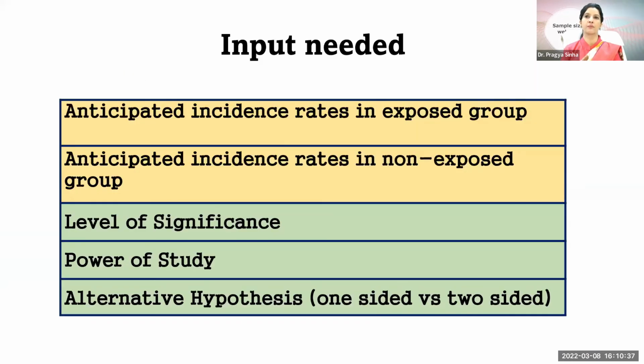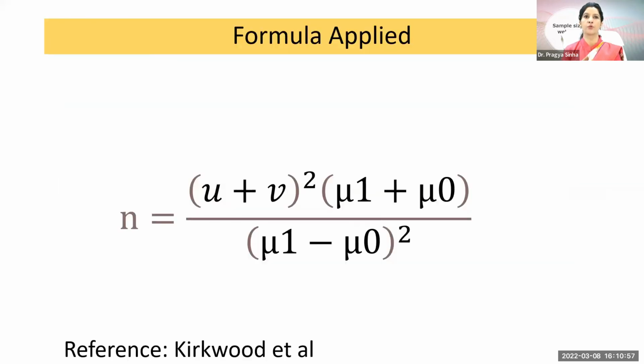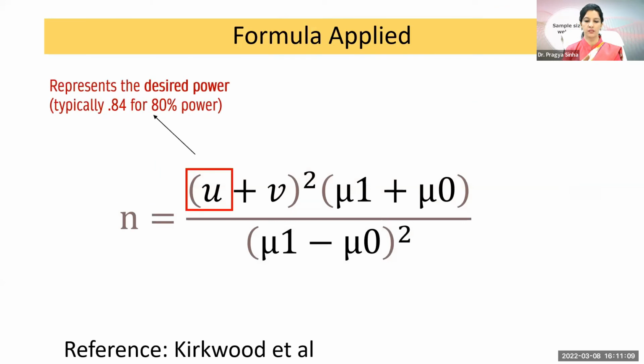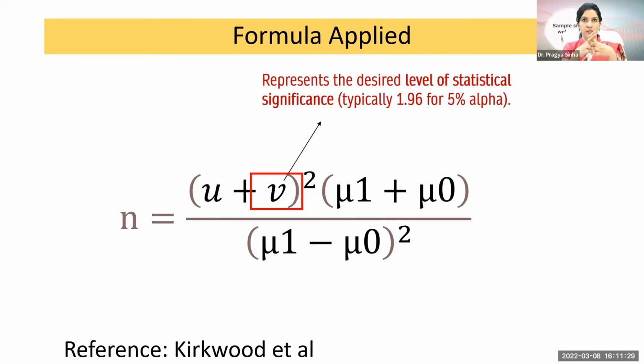The input needed in this case will be the anticipated incidence rate in the exposed group, the anticipated incidence rate in the non-exposed group, and the other three things we need: the level of significance, the power of the study, and the alternative hypothesis, whether it is one-sided or two-sided. So this is the formula if you want to do hypothesis testing for an incidence rate: (U plus V) squared, times (mu1 plus mu0). We will see what this mu is. This U is again the Z(1 minus alpha). We have taken this from Kirkwood, who simplified Z(1 minus alpha) and (1 minus beta) in the form of U and V. U represents the desired power, which is 0.84 for 80%, and V represents the desired statistical significance at the 5% level, which is 1.96.